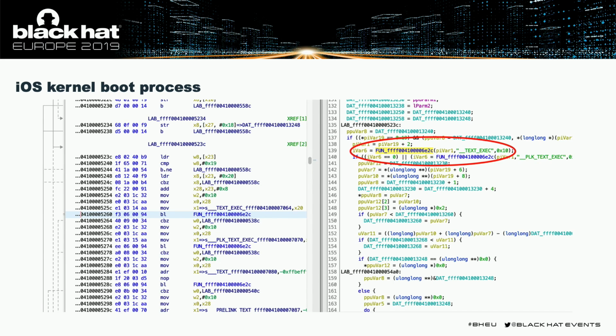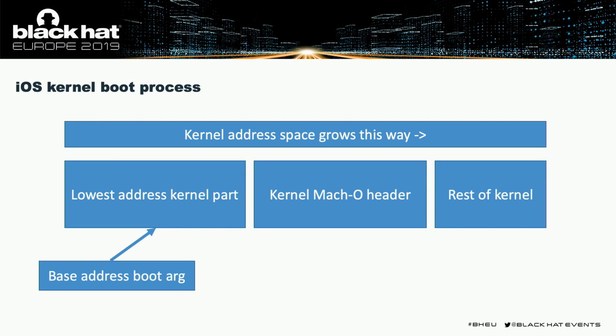Now, here you can see a snippet of the secure monitor code where it parses the kernel's Mach-O header and searches for a specific kernel section called text exec. So this is the layout of how we loaded the different kernel sections. We just loaded all the different kernel sections to where they're supposed to be in memory. And you see that we have some kernel sections that are loaded below the kernel Mach-O header. Then we have the kernel Mach-O header loaded. Then we have some sections that are loaded above the kernel Mach-O header. And we also have the base address boot argument.